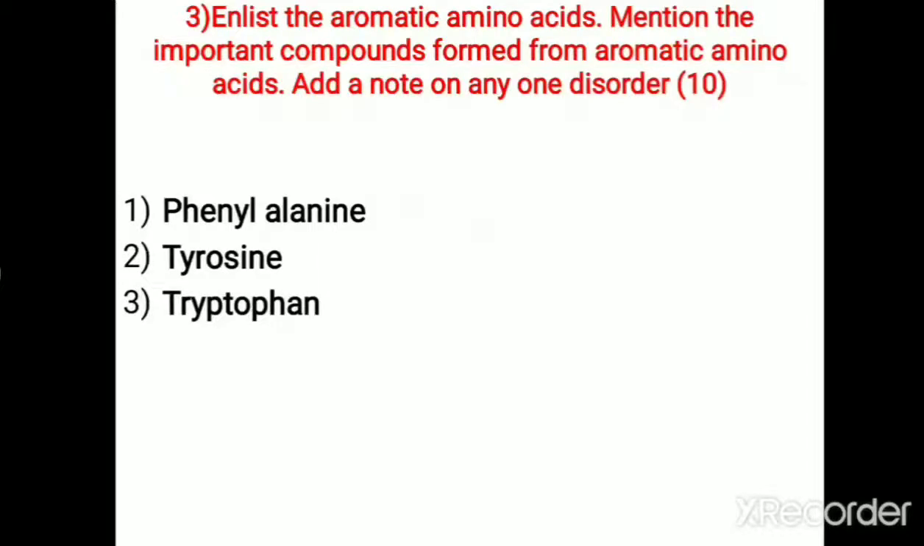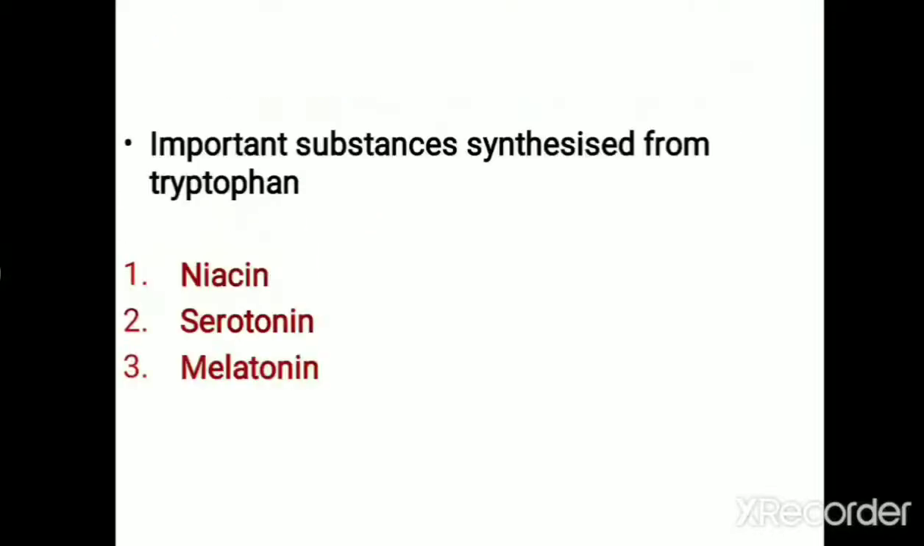And the second part, mention the important compounds formed from aromatic amino acid. So important compounds produced from phenylalanine and tyrosine: there are three important compounds. One is melanin, catecholamine, and thyroid hormone. And just write in detail regarding the formation of melanin and catecholamine. And in case of tryptophan, there are three different compounds which are synthesized from tryptophan, like niacin. Just write this heading: substances synthesized from tyrosine and phenylalanine, and substances synthesized from tryptophan.